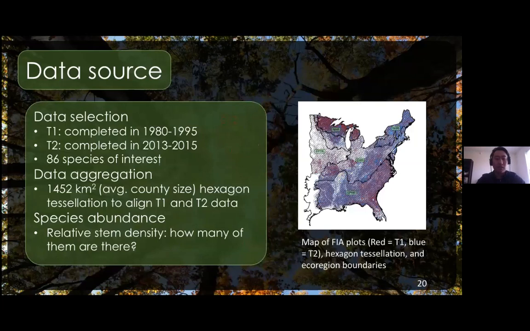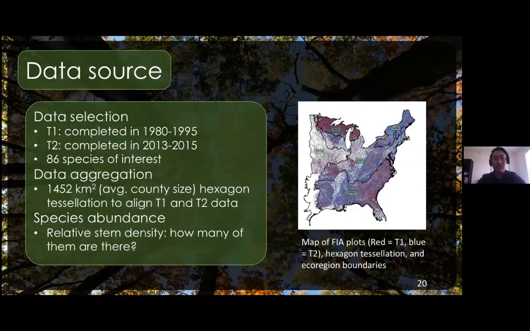So what we did then is select 86 different species from this data set that were some of the most abundant species in the eastern U.S. And then we aggregated this data to a 1,400 square kilometer hexagon tessellation. You can kind of see that in the figure on the right. This is sort of an average county size hexagon.